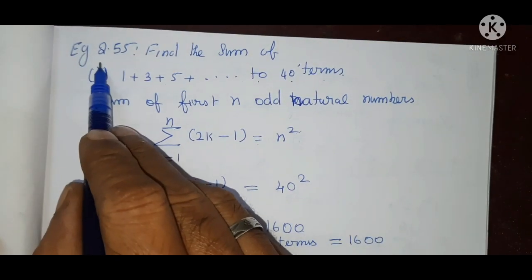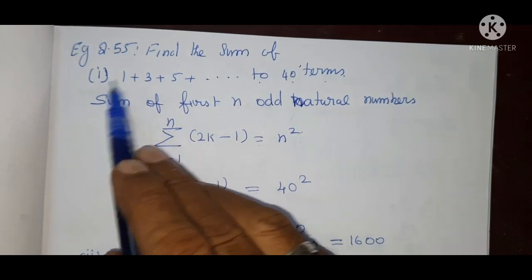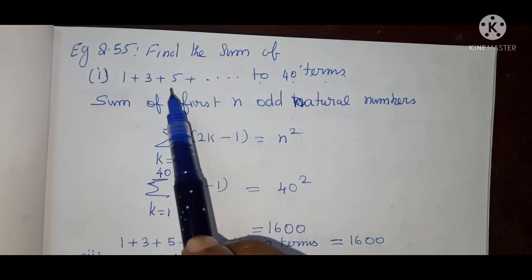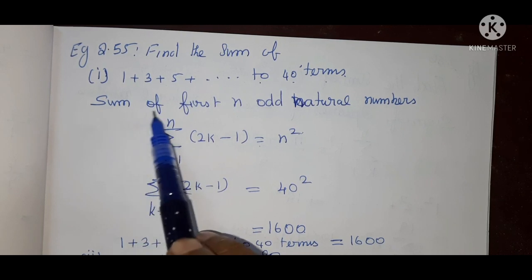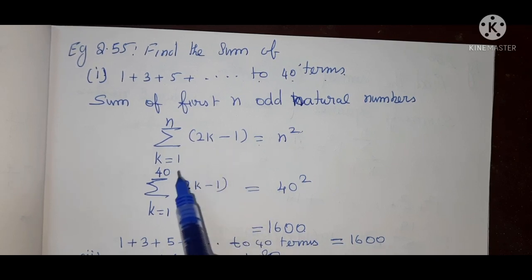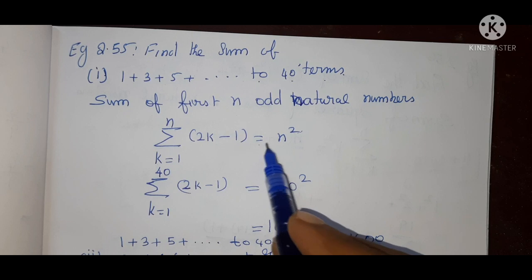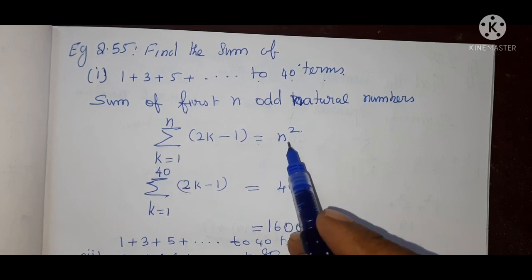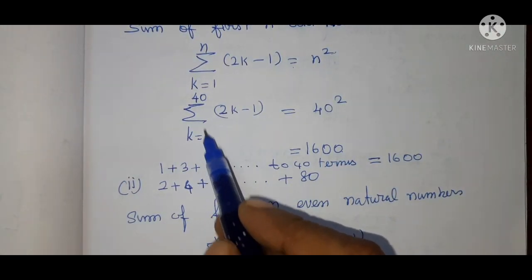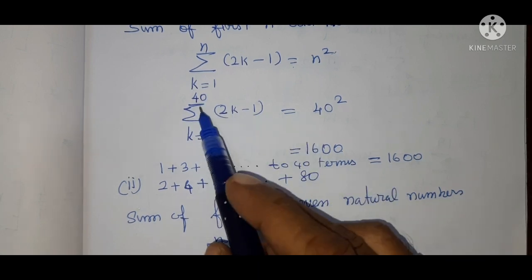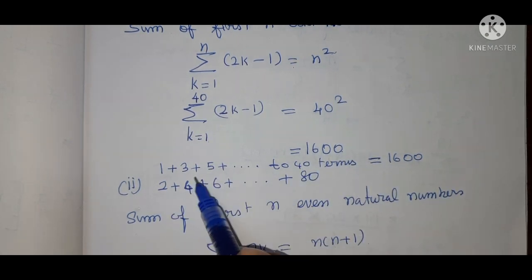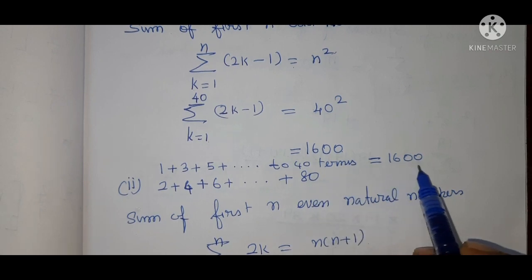Example number 2.55. Find the sum of first sum 1 plus 3 plus 5 plus and so on up to 40 terms. Here, odd numbers are given. Sum of first n odd natural numbers is sum of 2k minus 1, 2k minus 1 is odd number, k is equal to 1 to n, is n square. The formula for first n odd natural numbers is n square. So, sum of 2k minus 1, k is equal to 1 to 40. 40 terms, so you get n is 40. 40 square, we get 1600. 1 plus 3 plus 5 plus up to 40 terms is 1600.